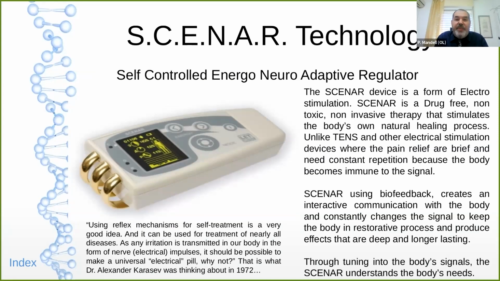Another technology, SCANR technology, which is an acronym for self-controlled energo-neuroadaptive regulator. This device was developed by the Russians for the space program for the cosmonauts. Basically, the problem is when they're on the space station and they're recirculating urine, if one of the cosmonauts was on a medication, it wasn't able to filter out that molecule, even though otherwise it was pure water, and so everyone will be on the same medication.